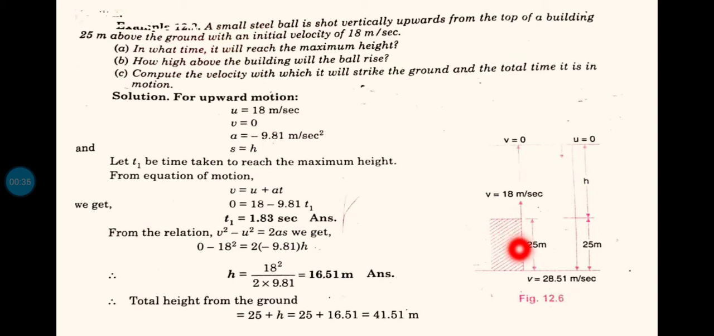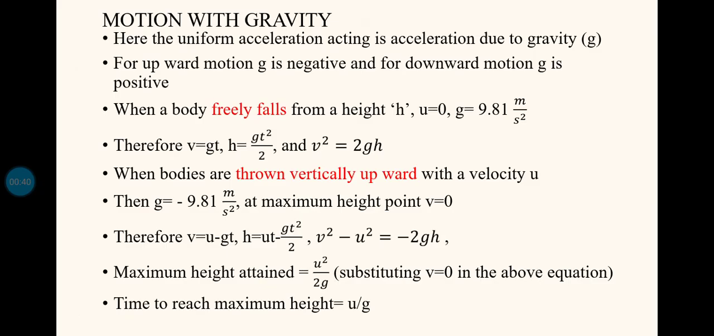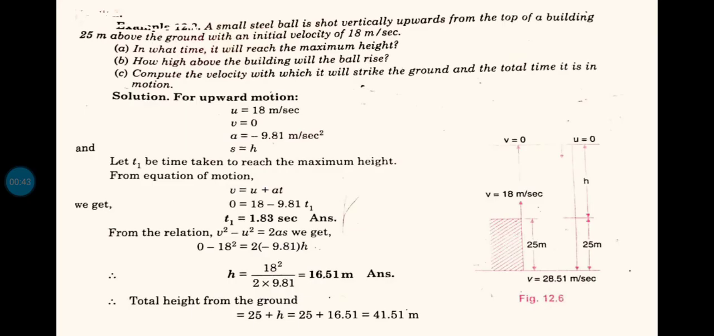So this distance, this level is the ground. From there, the height of the building is 25 meter. From the top of the building, the ball is shot up with a velocity of 18 meter per second. So the initial velocity while moving the ball upward is 18 meter per second.